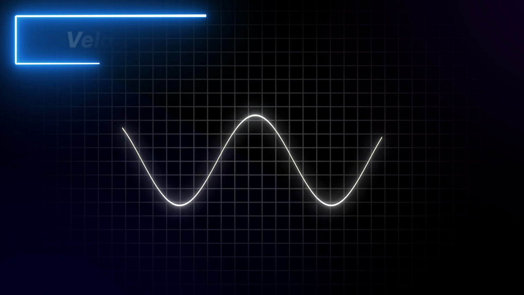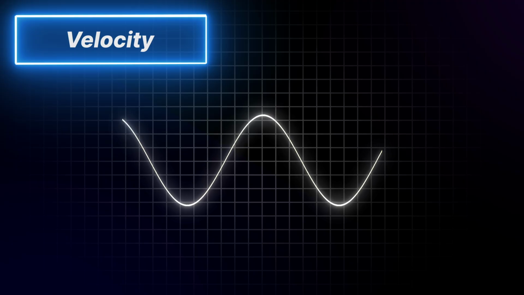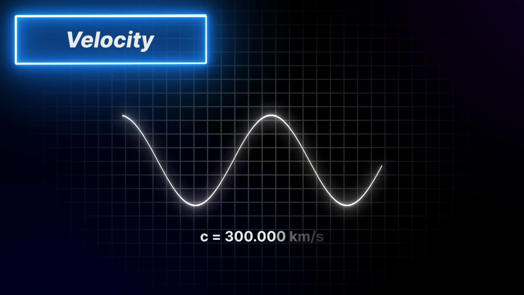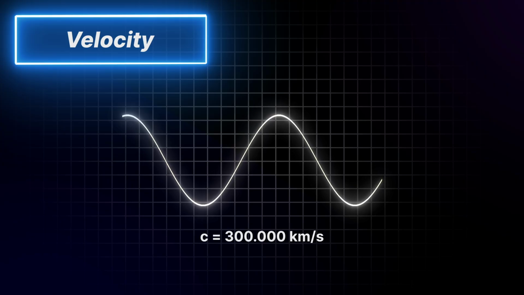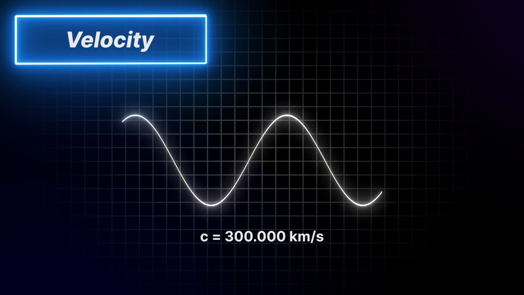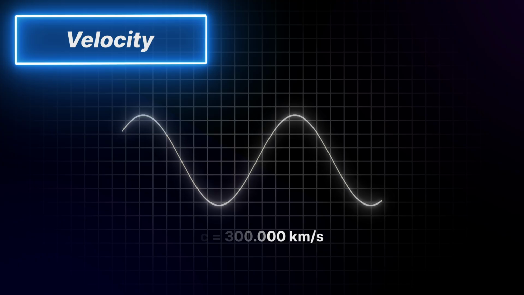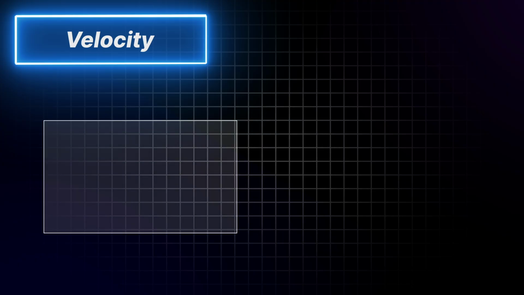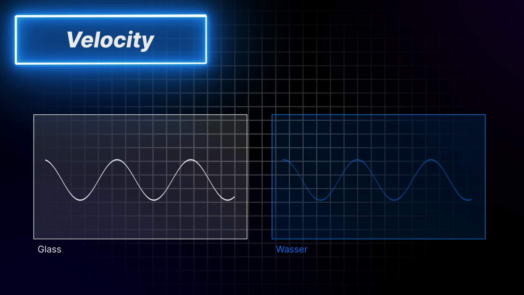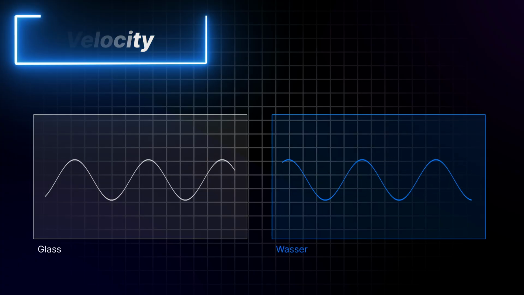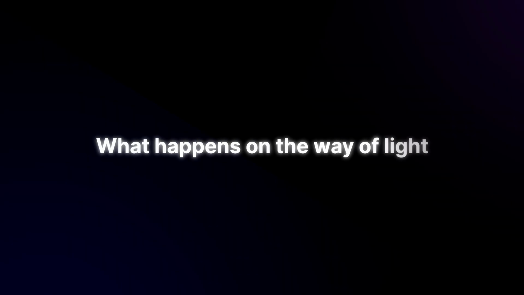The velocity of light is constant. In a vacuum, it is about 300,000 kilometers per second. This means that a light wave always travels through space at this exact speed. In other materials, such as glass or water, light moves more slowly. And this leads to an important question. What actually happens to light on its way from the light source to our eyes?